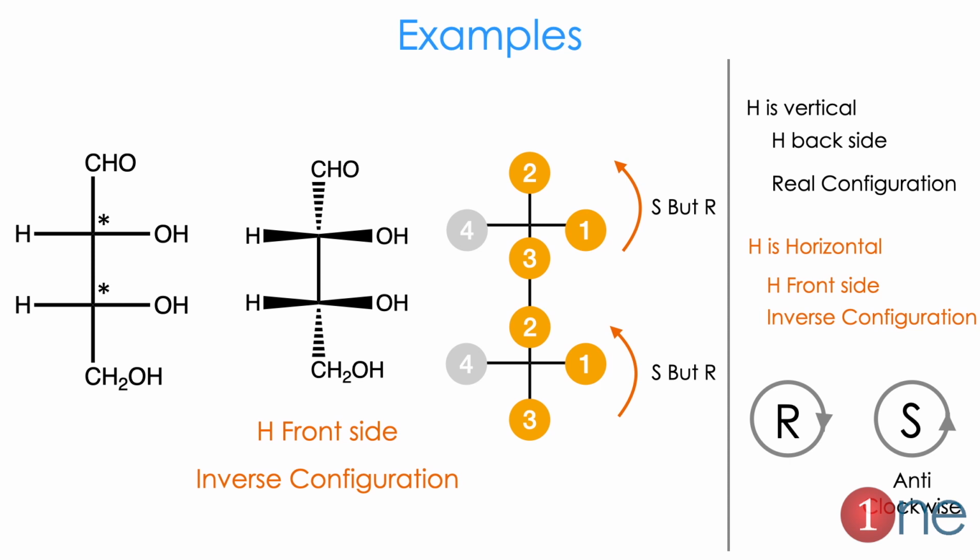for the first one. Similarly for the second carbon, same priority, but hydrogen is on the front side, so the configuration will be reversed. So the configuration is supposed to be S, but since the hydrogen is on the front side, it will be in the R position. So you should know whether hydrogen is front side or back side in the Fisher configuration, or vertical or horizontal. H vertical means hydrogen is back side, H horizontal means hydrogen is front side. Vertical means back, horizontal means front.